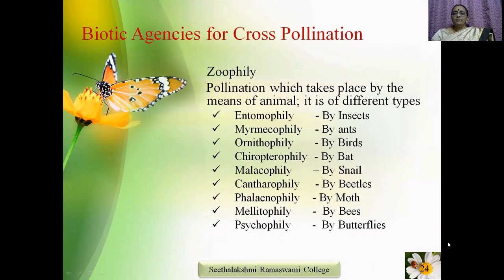So here are some biotic agencies for cross-pollination, that is, pollination which takes place by means of animals. We call it generally zoophily. It is of different types. The biotic agencies may be insects, ants, birds, bats, snails, beetles, moths, bees, and butterflies. And they are technically called entomophily, myrmecophily, ornithophily, and so on.